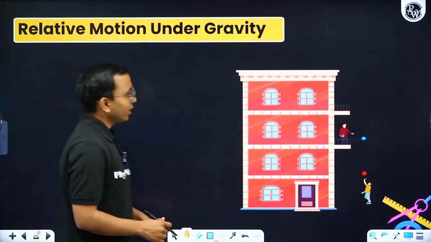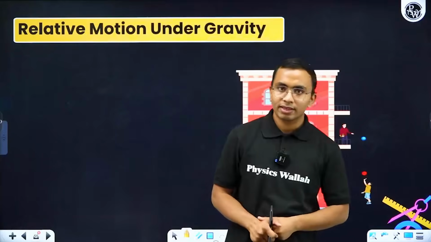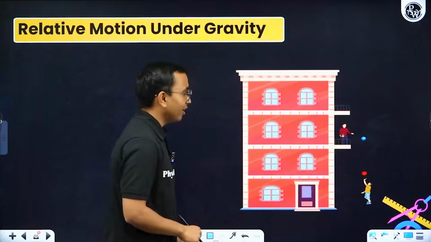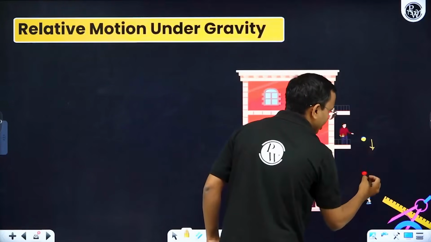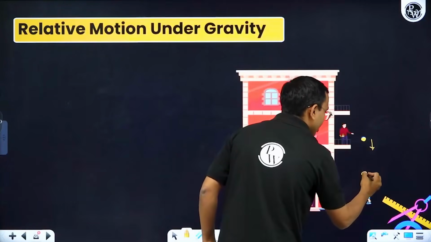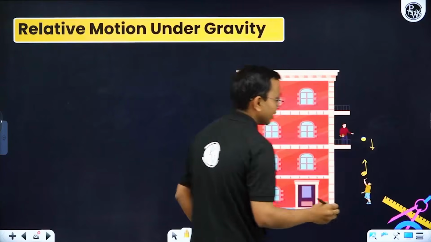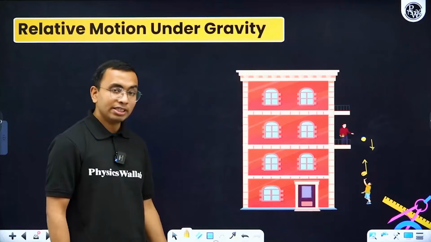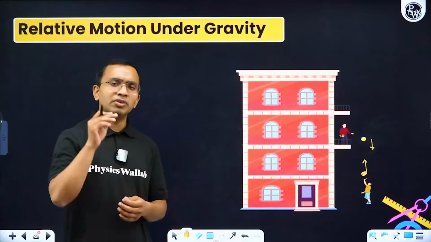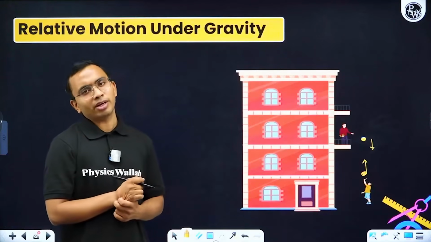Now relative motion under gravity. Sometimes some question is there. Let us take from this height, this ball is thrown with some velocity. At the same time, this ball is thrown upward with some velocity. Where will they meet, at what time will they meet? These types of questions can be very easily solved if we use the relative concept.